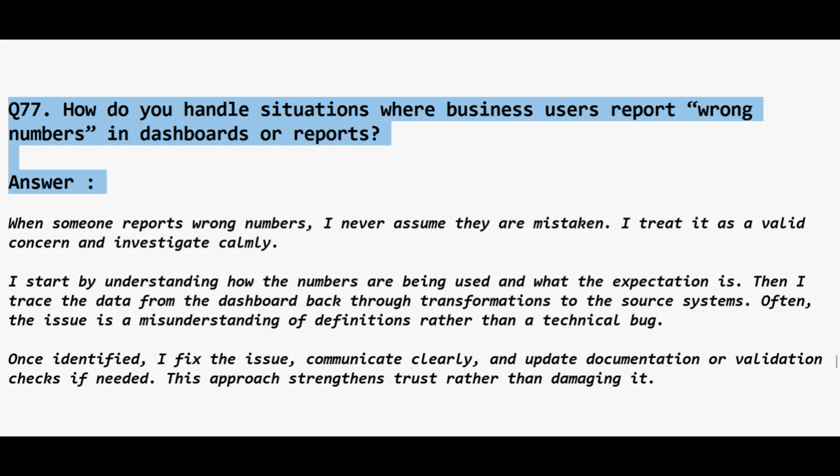Question 77. How do you handle situations where business users report wrong numbers in dashboards or reports? Answer. When someone reports wrong numbers, I never assume they are mistaken. I treat it as a valid concern and investigate calmly. I start by understanding how the numbers are being used and what the expectation is. Then I trace the data from the dashboard back through transformations to the source systems. Often, the issue is a misunderstanding of definitions rather than a technical bug. Once identified, I fix the issue, communicate clearly, and update documentation or validation checks if needed. This approach strengthens trust rather than damaging it.